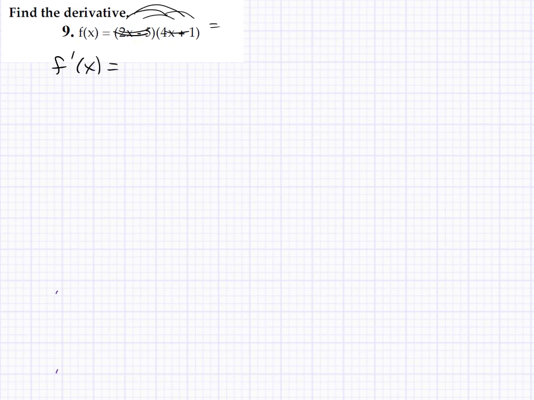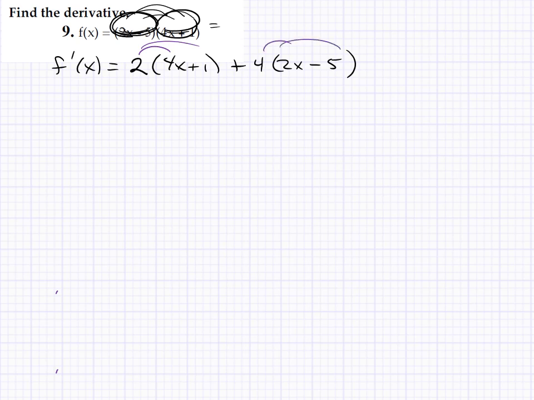So in this case, I want to take the derivative of the first function, which will be 2, times the second function, plus the derivative of the second function, which will be 4, times the first. And then that's my derivative. And at this point, I'm going to simplify it, but I'm done taking the derivative. So now I'm going to distribute this out. So I end up with 8x plus 2 plus 8x minus 20. And I end up with 16x minus 18.